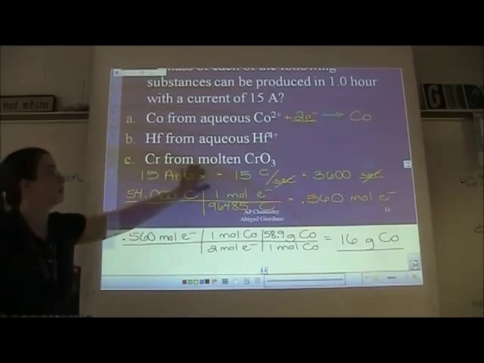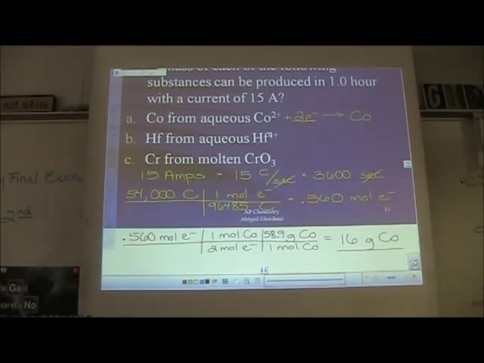Let me just jump ahead to letter C just to save some questions. What is the charge of chromium within this compound? Positive 6. So what would I add to finish that half reaction? 6 electrons. Okay. You do B and C.